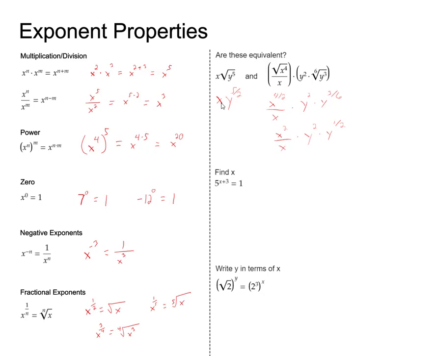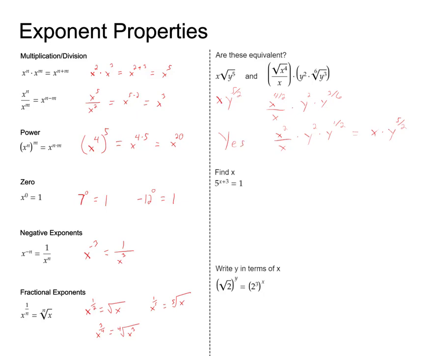Now we're going to combine those a little more. So x squared over x is just x using the division property. So it's x to the 2 minus 1. And then we multiply that by y squared times y to the 1/2. Using the multiplication property, we can do y to the second power plus 1/2 power. So that is y to the 2 1/2, or making that an improper fraction, y to the 5/2. So we have x times y to the 5/2 on the right expression, and we have x times y to the 5/2 on the left expression. So yes, these are equivalent.